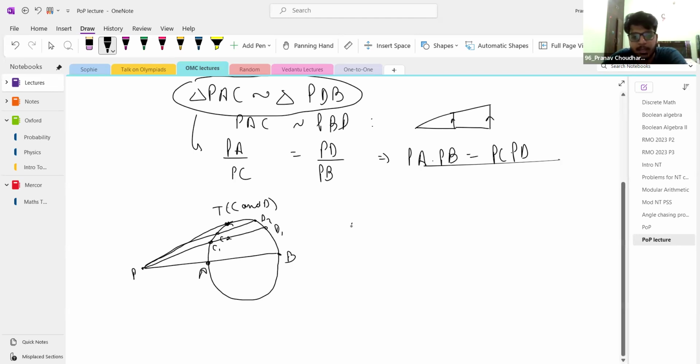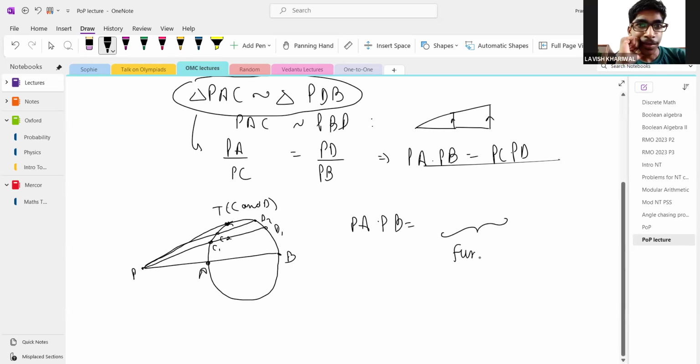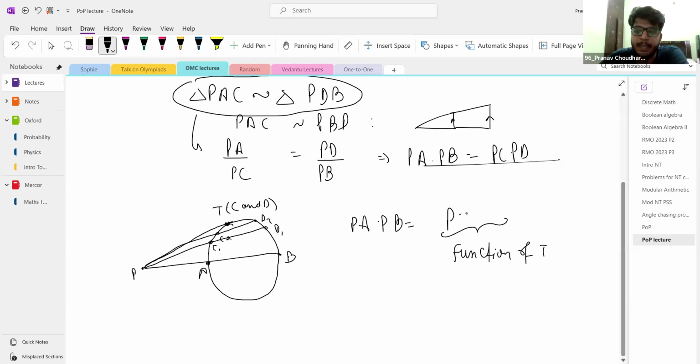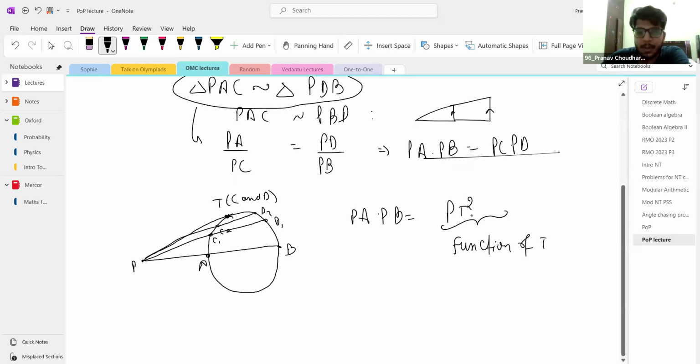So what is your guess? PA times PB is equal to, in terms of length, something which involves T. PT square. Why? Because C and D just collide, so PC into PD will essentially be PT into PT, which is PT square. Some people might ask why it can't be PT. First, notice that the dimension here is meter square if you take length in meters, or degree 2, but PT is just degree 1. So obviously it can't be that.